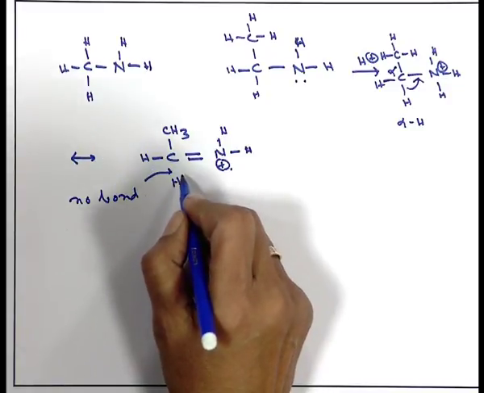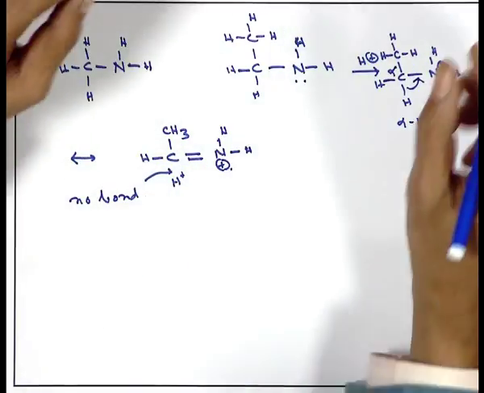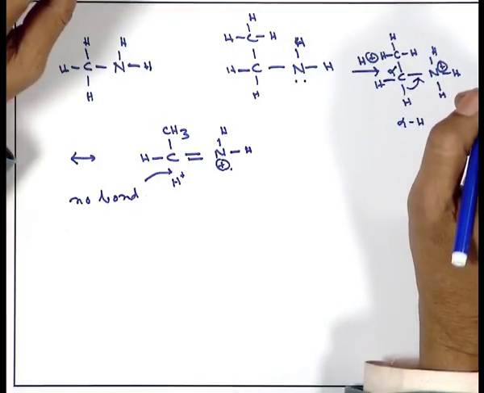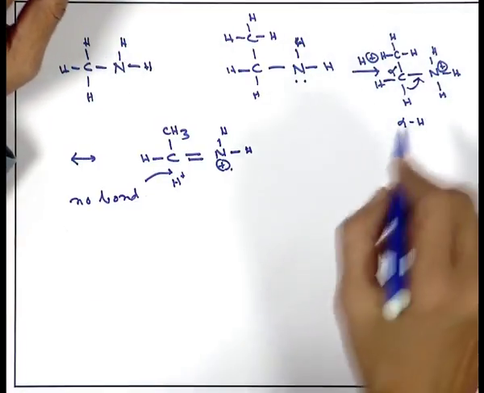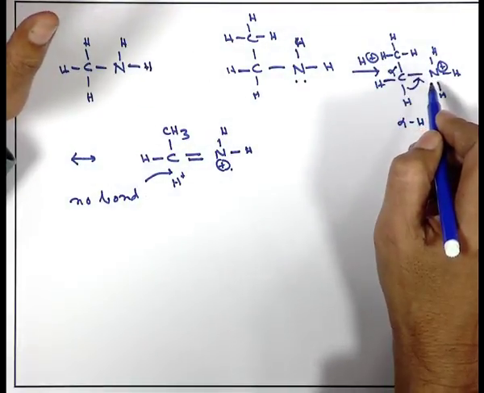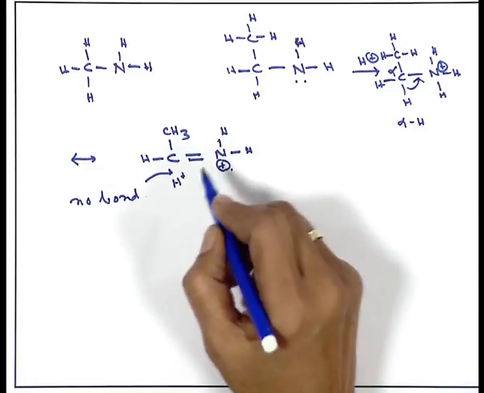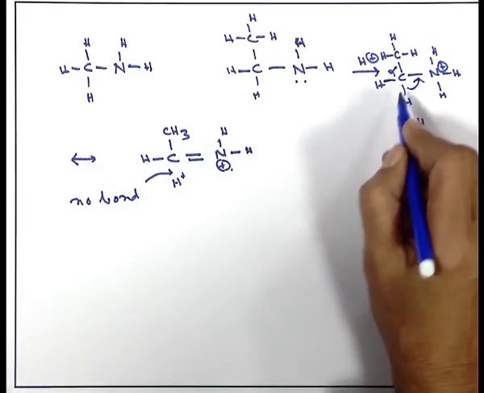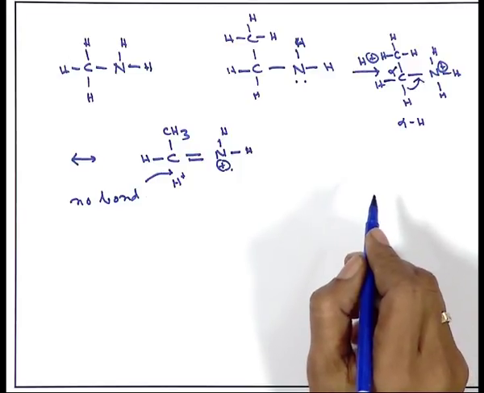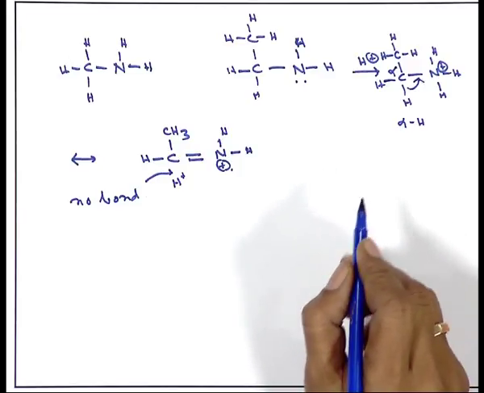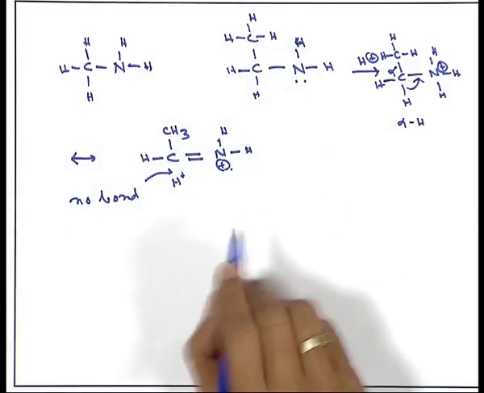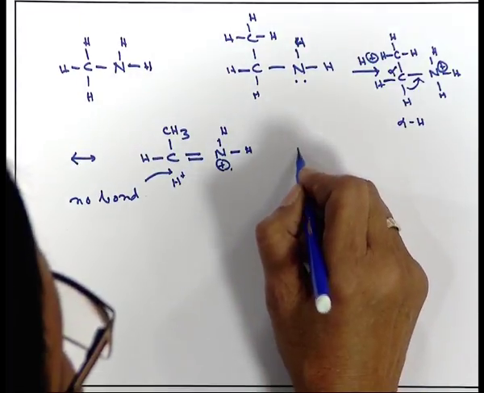This type of situation is very interesting when there is an alpha hydrogen atom. What is an alpha hydrogen atom? With respect to a substituent, the carbon next to it is the alpha carbon, and any hydrogen attached to that is the alpha hydrogen. So, that can help in a phenomenon called hyperconjugation.